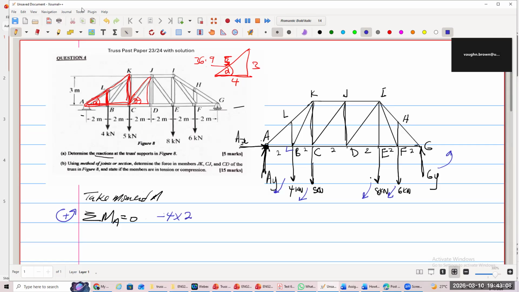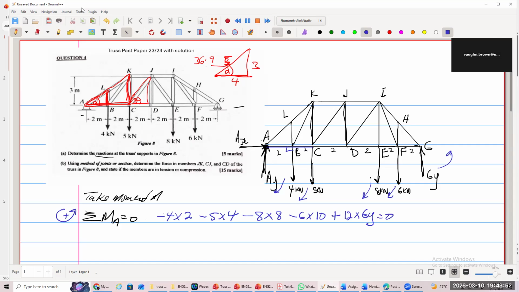Next one is going to be minus 5, perpendicular distance is 4. Next one, what's the perpendicular distance of the 8 kilonewton force? 8 meters. Yes. And the 6 is what? 10 meters. And the one for the GY is? 12 meters. But it is positive because it's going in the opposite direction. So it's going counterclockwise. Equals to 0.